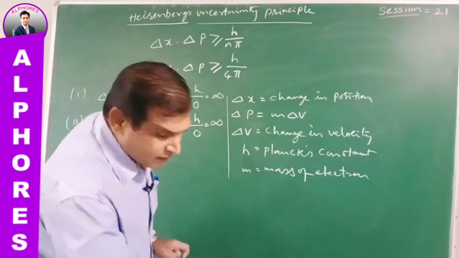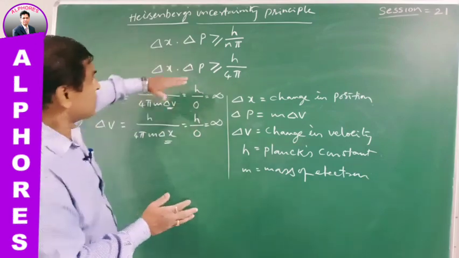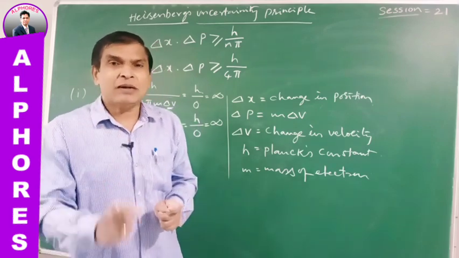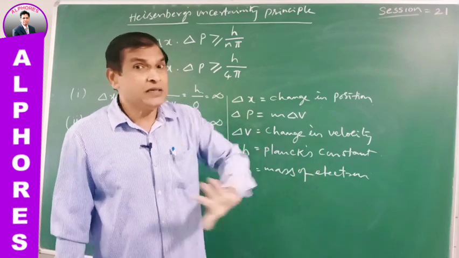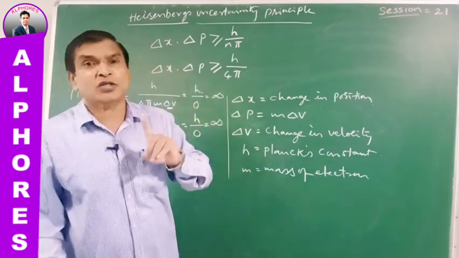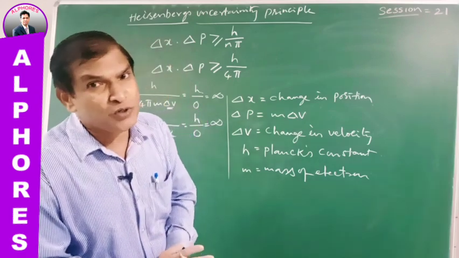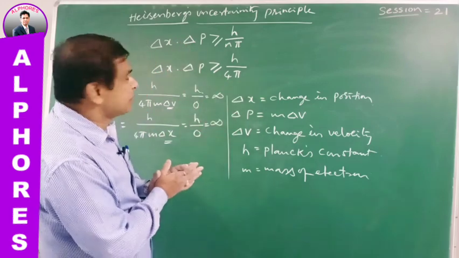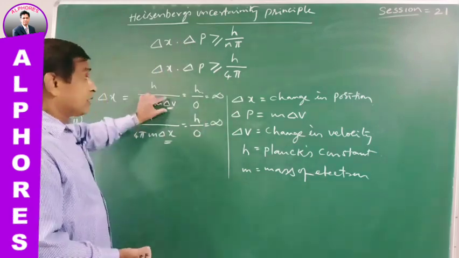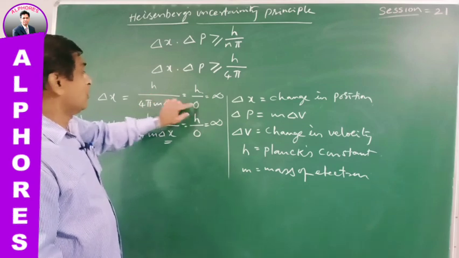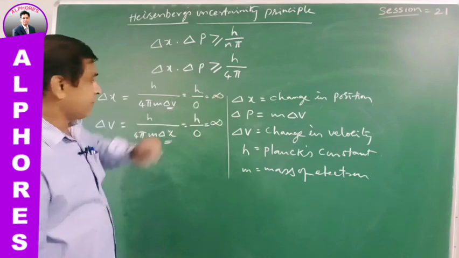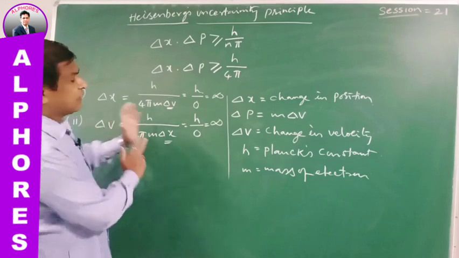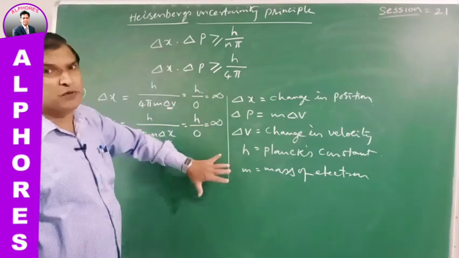Once again, what does the uncertainty principle say? It is impossible to determine simultaneously and accurately the change in position and change in velocity of the electron revolving around the nucleus in three-dimensional space. That is the statement of the uncertainty principle. So when delta v is determined as zero, the uncertainty in position becomes infinity. Suppose the uncertainty in position is determined as zero, then the uncertainty in velocity becomes infinity. That is the statement part we are taking care of.